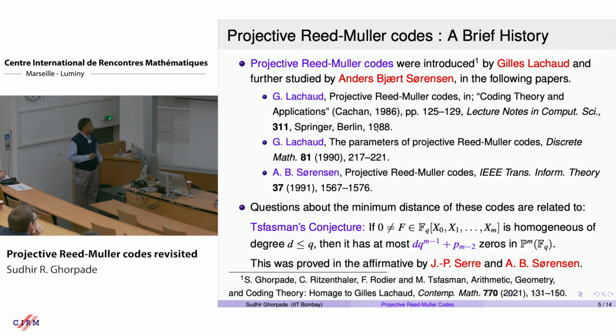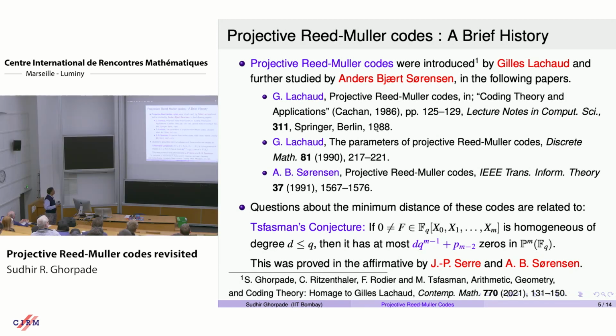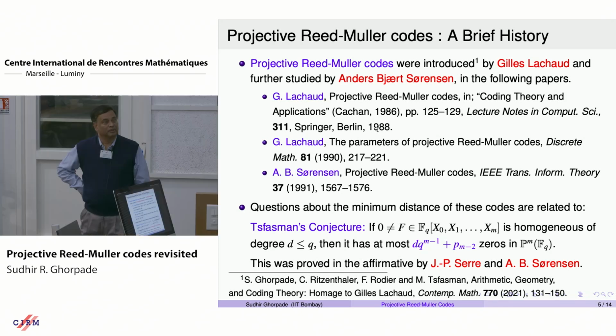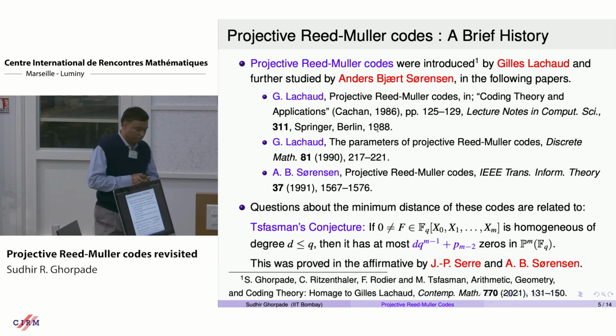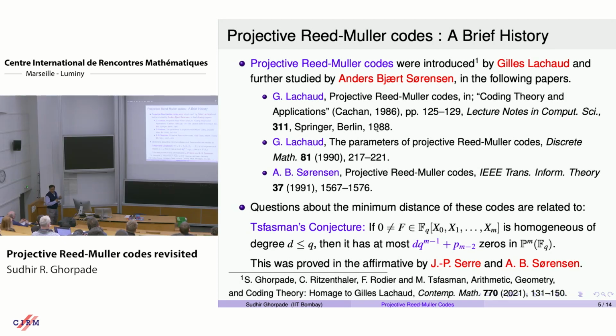The first time they make an appearance is in the proceedings of a conference in Luminy, which was held in 1986 and proceedings published in 1988. Here he just looks at some special cases and has some small results using understanding of quadrics and so on and so forth. And then he followed it up with a paper in Discrete Math in 1990. And Sørensen also wrote a paper which was submitted in 1990 and published in 1991. I'll come to this definition of the code in just a minute.